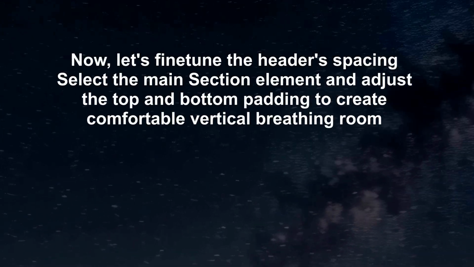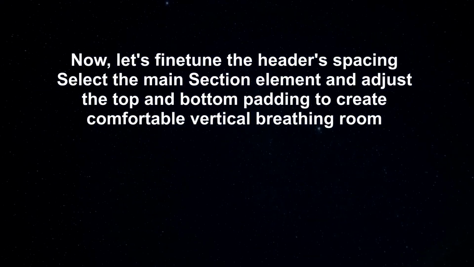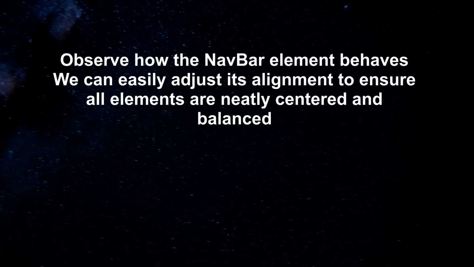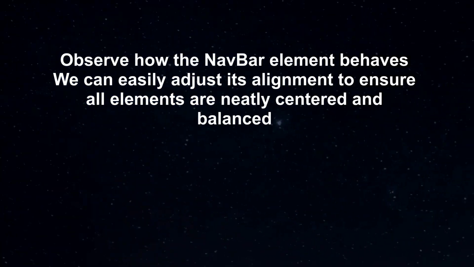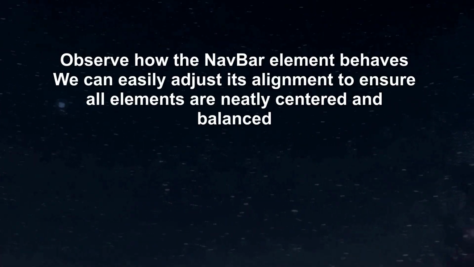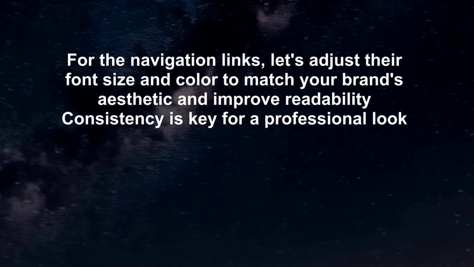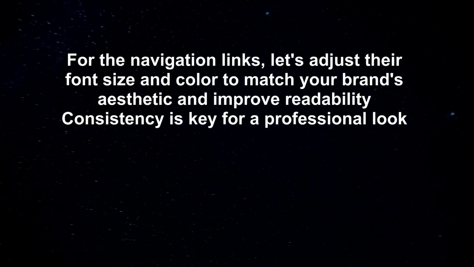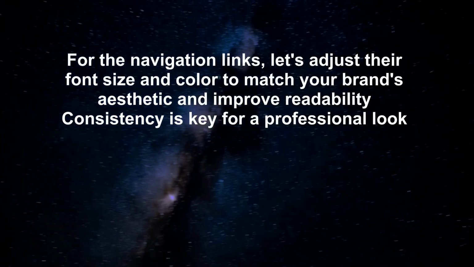Now, let's fine-tune the header's spacing. Select the main section element and adjust the top and bottom padding to create comfortable vertical breathing room. Observe how the NavBar element behaves. We can easily adjust its alignment to ensure all elements are neatly centered and balanced. For the navigation links, let's adjust their font size and color to match your brand's aesthetic and improve readability. Consistency is key for a professional look.